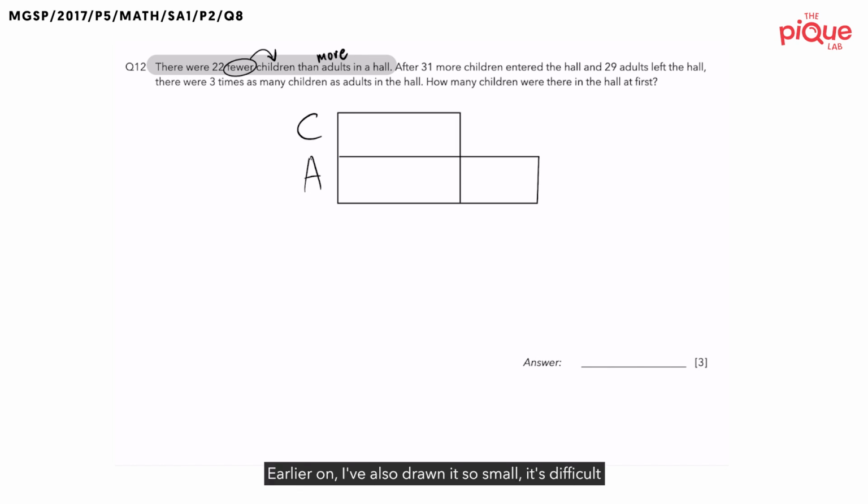Earlier on, I've also drawn it so small, it's difficult for me to see. Remember, your teachers might not have perfect eyesight like you, so draw your models big and clear. Just like the cake analogy, we should try to make the parts equal so that we can understand the model easier. Now that we are done with the first sentence, let's move on to find more clues to solve this mystery between the children and the adults.